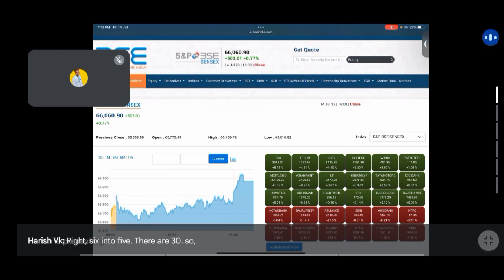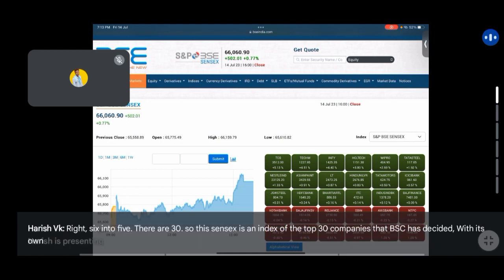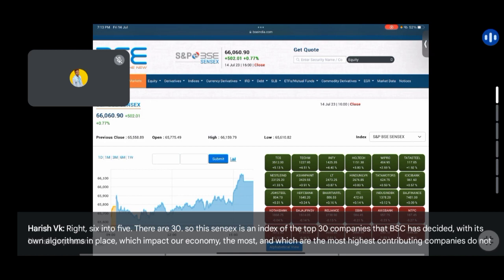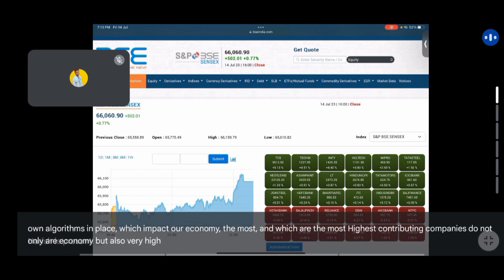So this Sensex is an index of the top 30 companies that BSE has decided, with its own algorithms in place, which impact our economy the most and which are the most highest contributing companies to not only our economy but also very high on market capitalization.